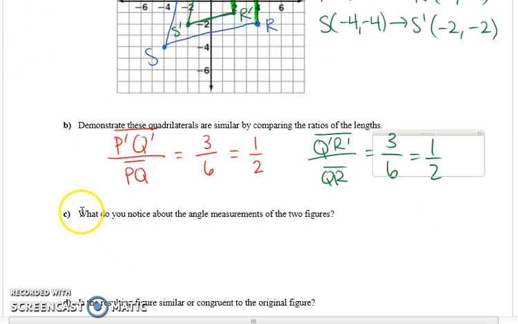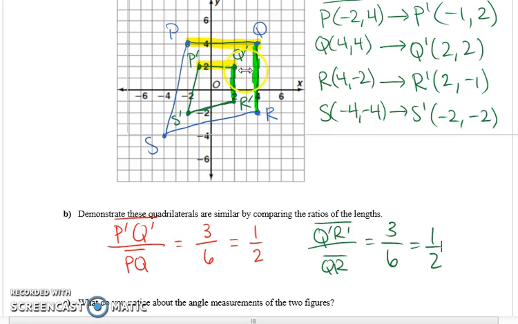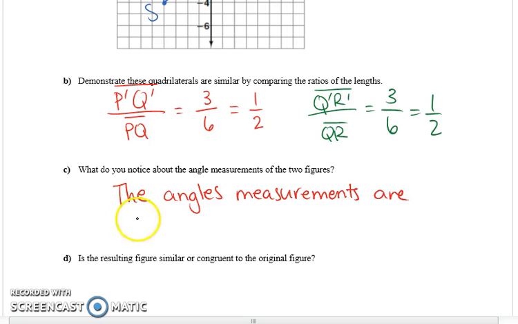Part C wants us to look at the angle measurements of the two figures. If you look at the angle measurements of the two figures, you'll notice that, especially with similar shapes, the angle measures don't change. It's only the lengths of their sides. So we would say that the angle measurements are the same. And remember, the word for the same is congruent.